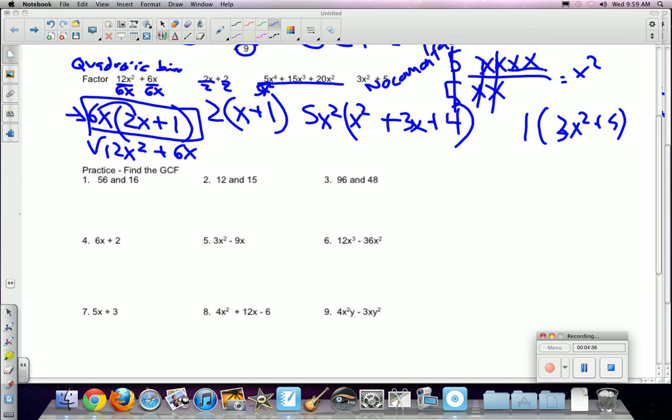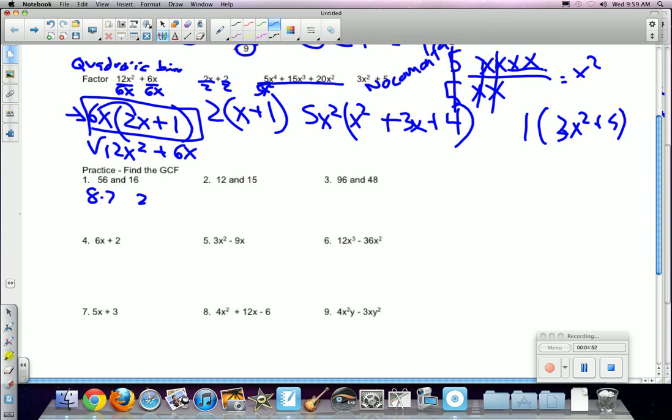We'll hang out for a second. Check and make sure we're good for now, right? What did people get as the greatest common factor between 56 and 16? 8, right? Because 56 is 8 times 7, and 16 is 2 times 8. So 8 would be our greatest common factor. How about between 12 and 15? 3, right? That one's probably pretty easy.